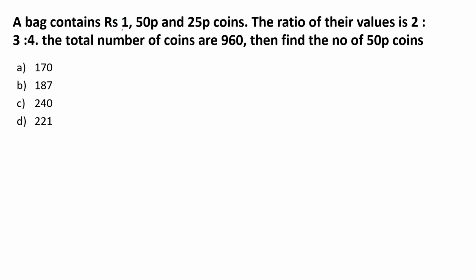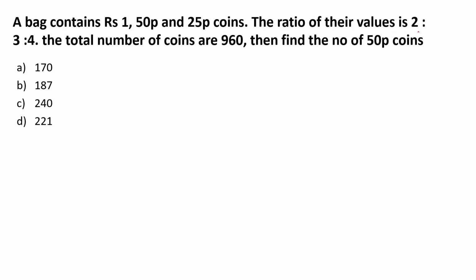A bag contains 1 rupee, 50 paisa and 25 paisa coins. Here we are given the ratio of the values of the coins, which is 2:3:4. The total number of coins is 960. Then we need to find the number of 50 paisa coins.